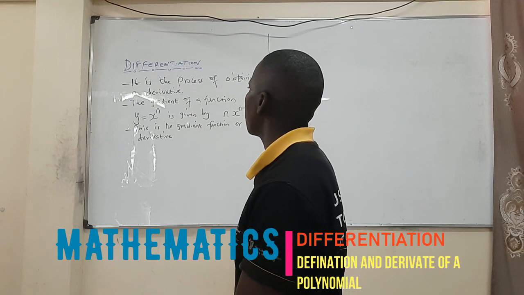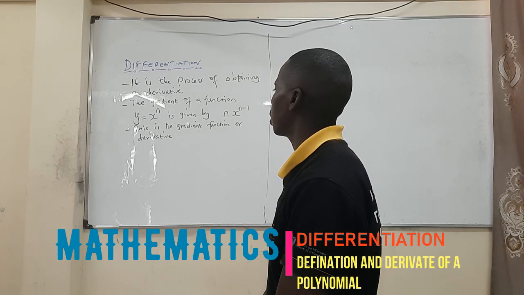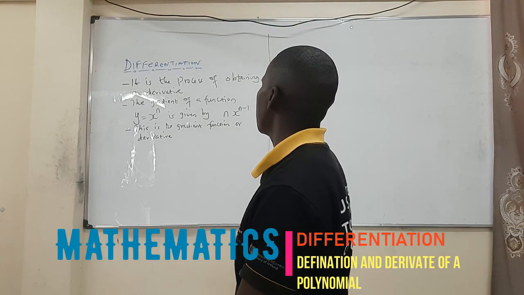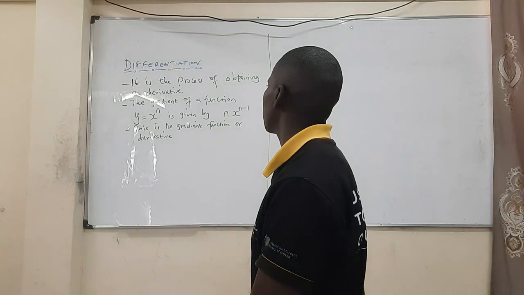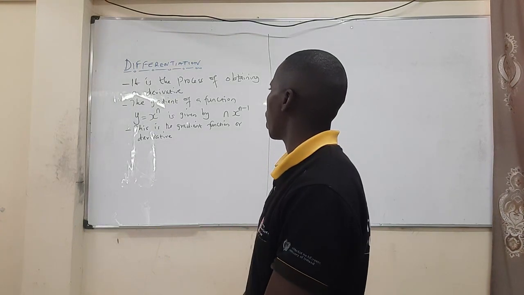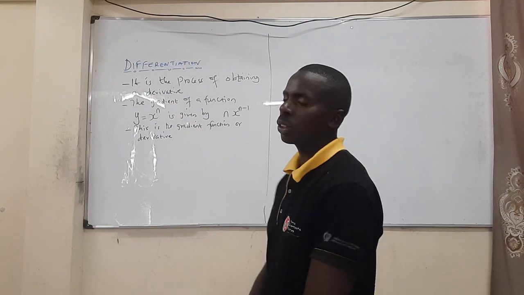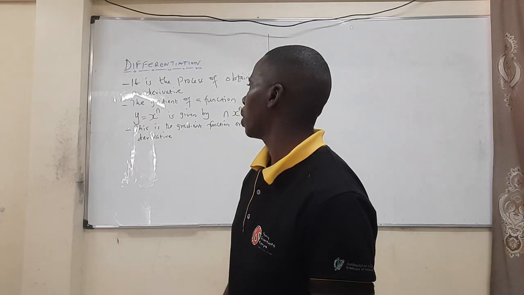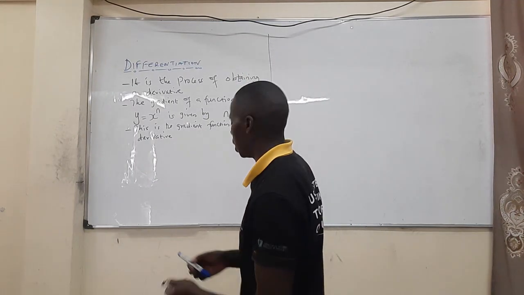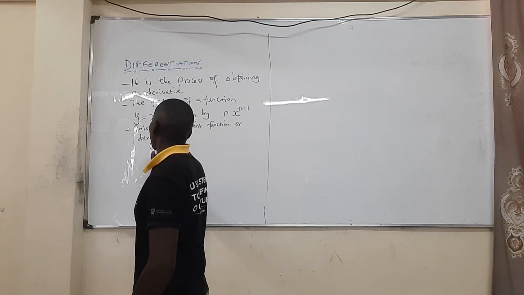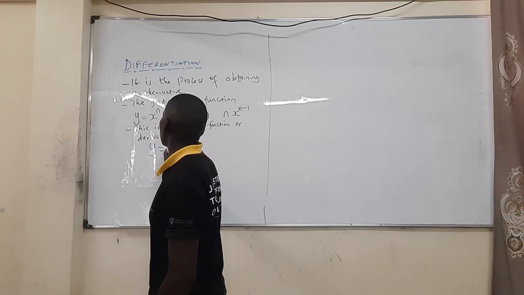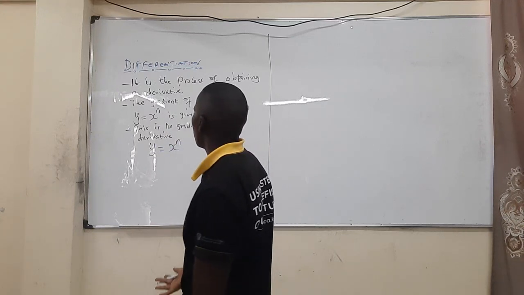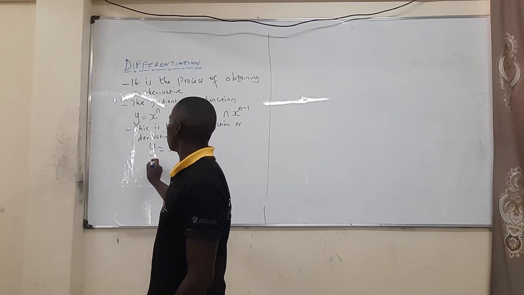So, the gradient of a function y equals x power n is given by n x power n minus 1. This is the gradient function, or what we call the derivative. So if we have a function y equals x power n, and we want to differentiate, we are going to get the derivative.